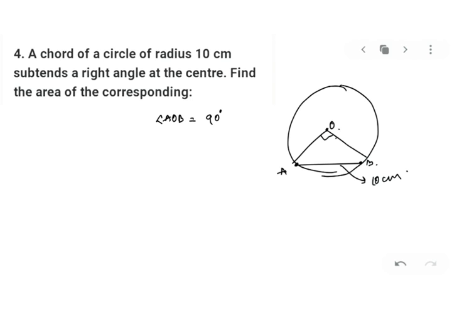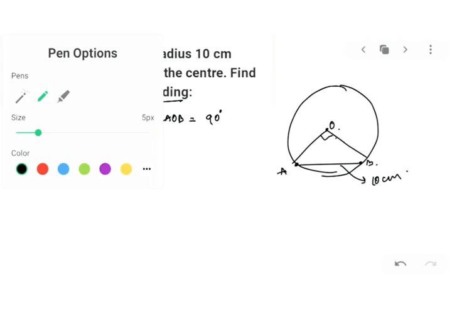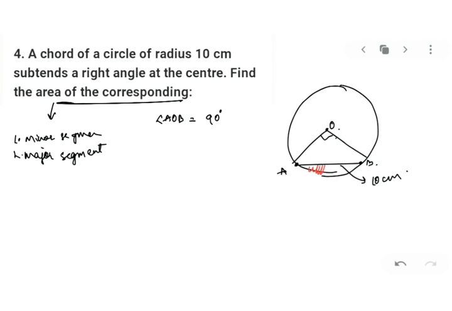Further it says you have to find the area of the corresponding, the question is missing, it is find the area of the corresponding first minor segment and then the major segment. What do you mean by segment here? I'll color this part red. This part is known as segment. That means area of segment will be, if you subtract the area of triangle from the area of sector, what you will get will be your segment.